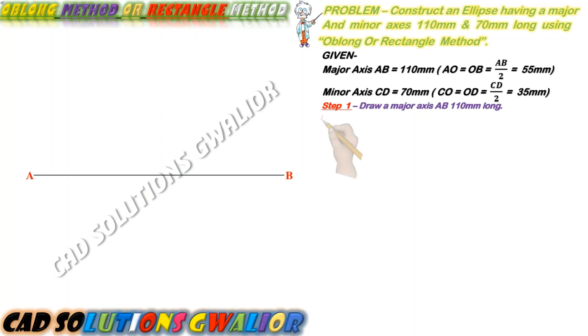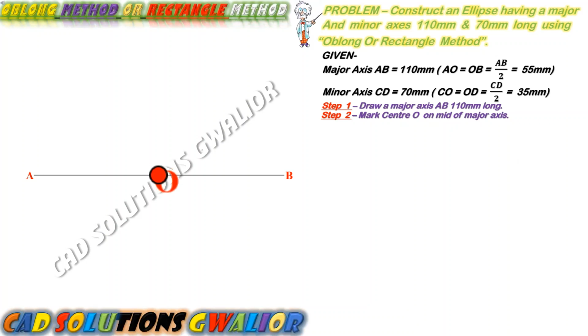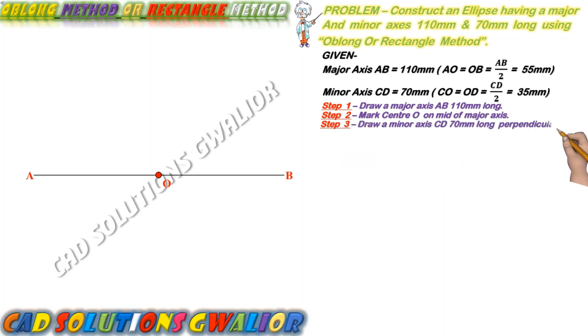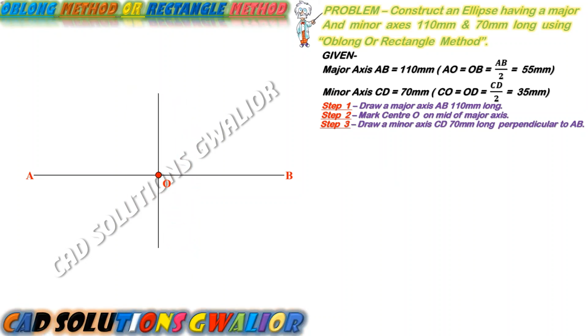In step 2, after drawing the major axis AB, we will mark its midpoint O, which is the center of the required ellipse. Now in step 3, with the help of the roller scale, the minor axis CD is drawn. It is perpendicular to the major axis AB and passes through the midpoint O.